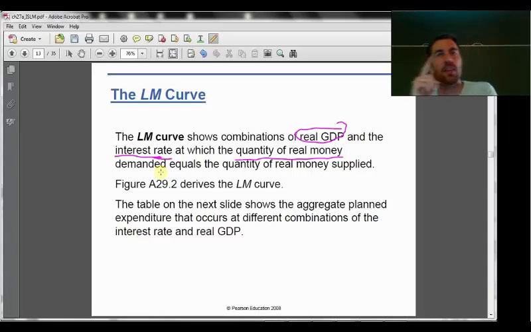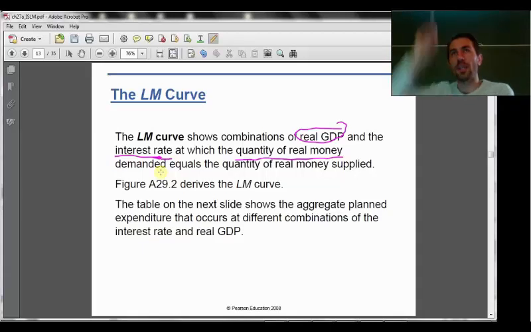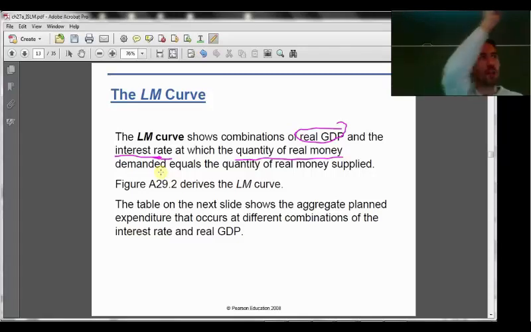What do we think that relationship is going to be? If I increase output, what happens to interest rates? They increase. So if I'm going to plot interest rates against output, what's the relationship going to be? Upward sloping. It's going to be a positive relationship. That's exactly what we're going to draw, okay?